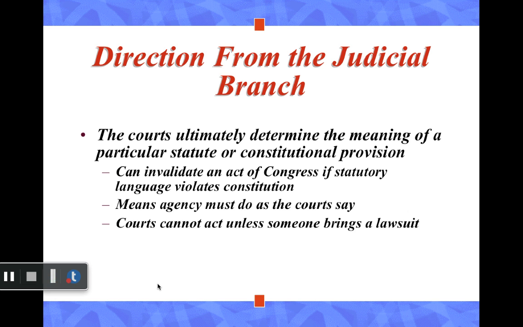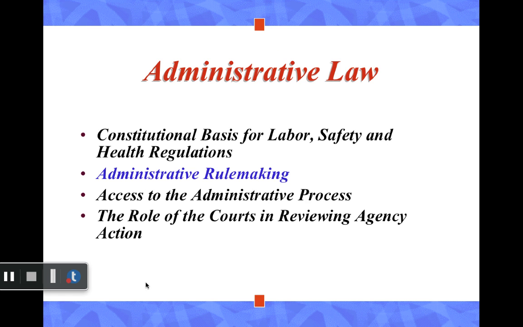The courts will ultimately determine the meaning of any particular statute or constitutional provision, and this is important. They can invalidate an act of Congress if statutory language violates the Constitution. And this means that agencies have to do what the courts say. But the courts do have some limitations. They cannot act unless someone brings a lawsuit.